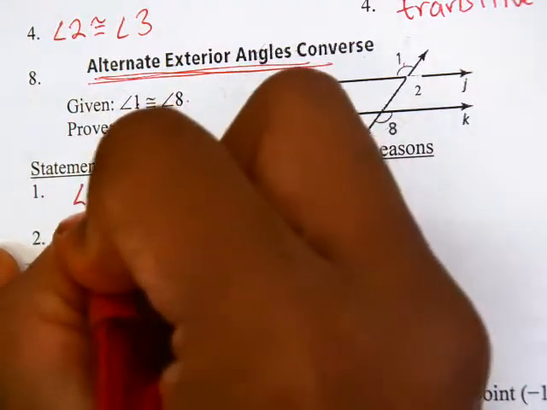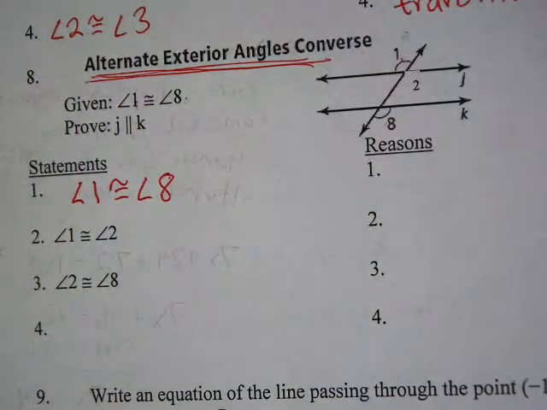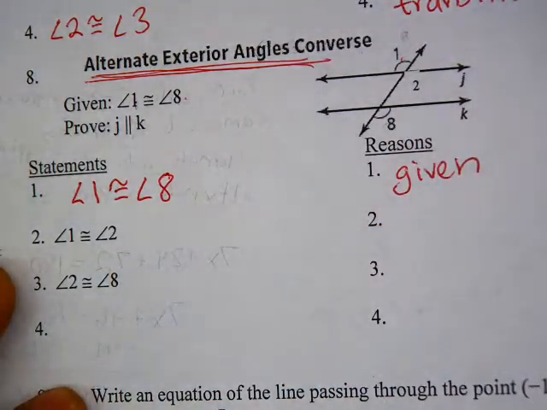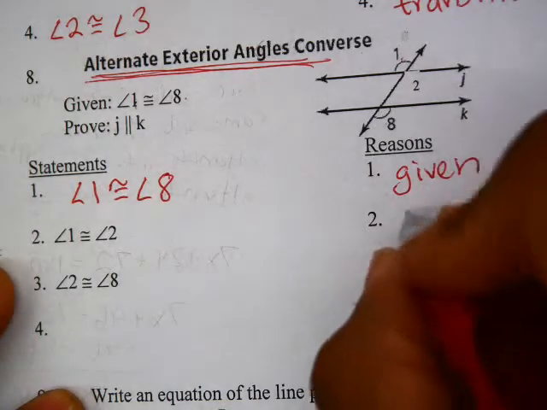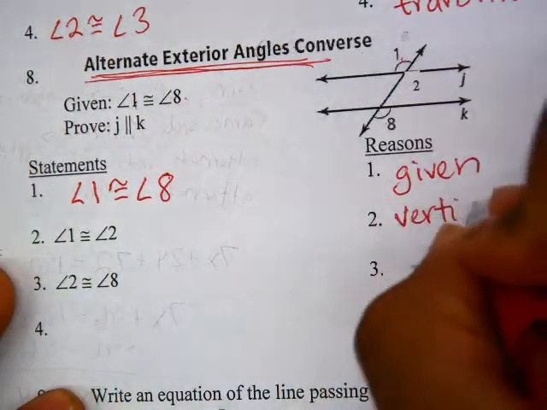Anything they tell us, just assume, pretend angle 1 is equal to angle 8. So we know that already, because they gave that to us. Angle 1 is equal to angle 2, and that's not given to us, sorry. Those are vertical angles. Vertical angles are always equal.